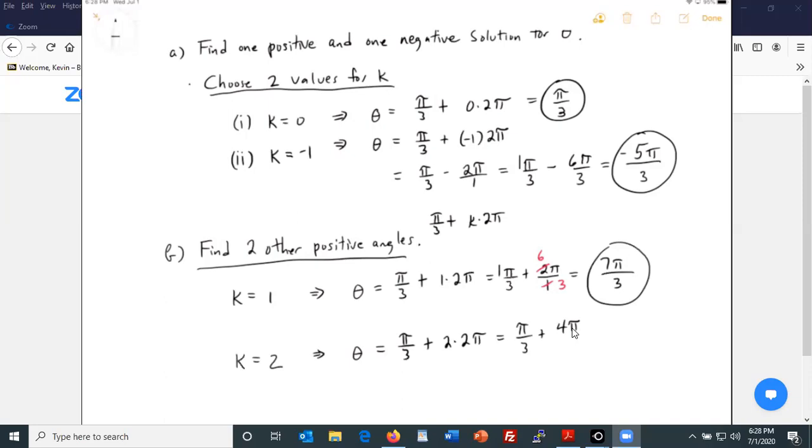That's the idea. All right, now let's get a common denominator. So put 4 pi over 1. So what do I do to make this a 3? I multiply 1 by 3 and I get 3. 4 times 3 is 12. So 12 pi over 3 will help me add these together. So again, 1 pi plus 12 pi is 13 pi over 3.